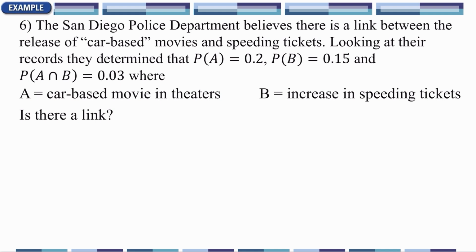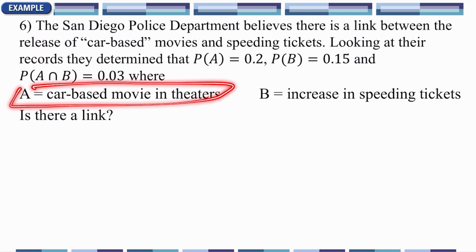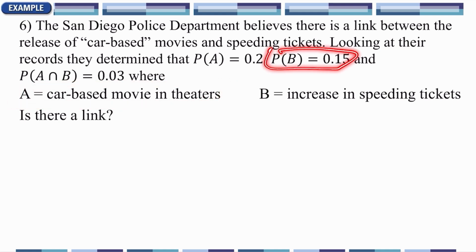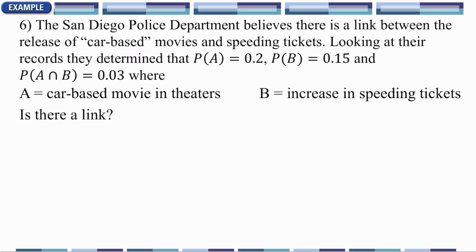Let's have a look at example number 6. The San Diego Police Department believes there is a link between the release of car-based movies and speeding tickets. Looking at their records, they determined that the probability of A is 0.2, where A would be car-based movies are in the theaters. The probability of event B, where B is increased in speeding tickets, is 0.15. And the probability of their intersection is 0.03. So we need to determine, is there actually a link between the release of car-based movies and increasing of speeding tickets? So we want to check for independence.